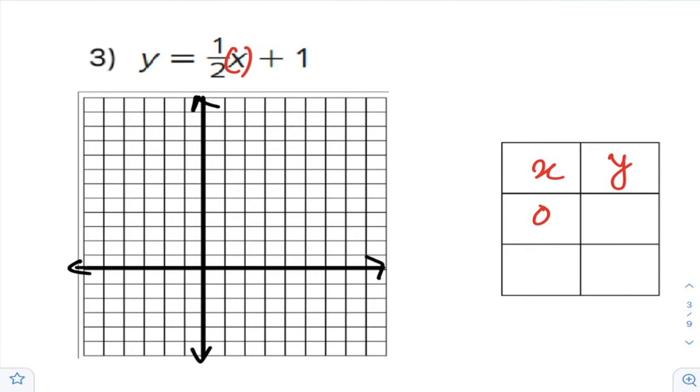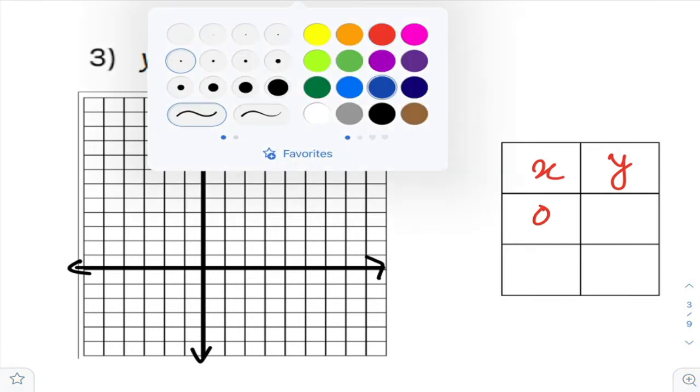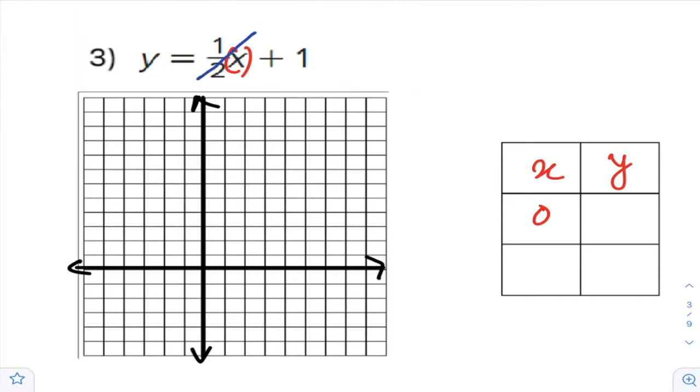Because anything times 0 will be 0. Anything times 0 is 0, so half times 0 is 0. So y is 0 plus 1, y is 1. So if x is 0, y is 1. So I will put it here.